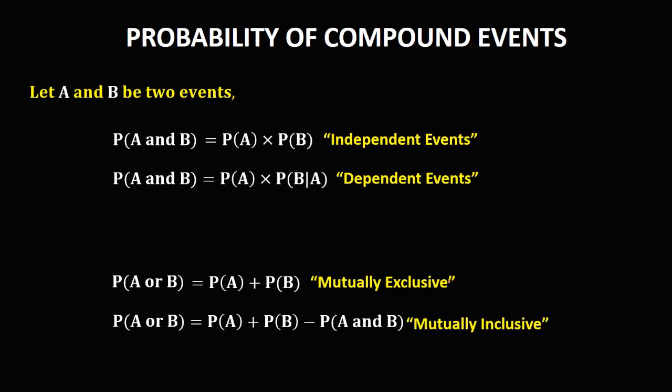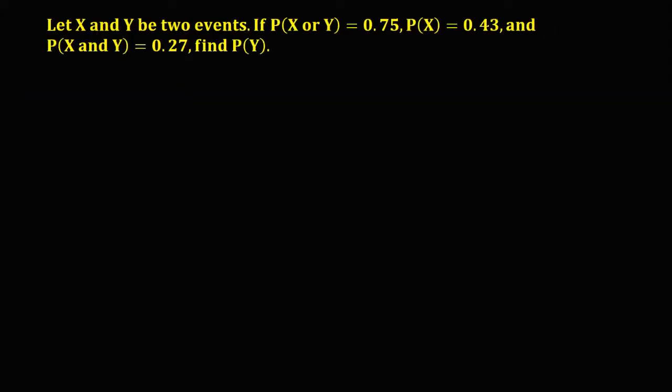So, these are the different formulas na gagamitin natin. So, we have this problem. So, let X and Y be the two events. Then if the probability of X or Y is equal to 0.75, then for the probability of X is equal to 0.43 and the probability of X and Y is 0.27, then find the probability of Y.